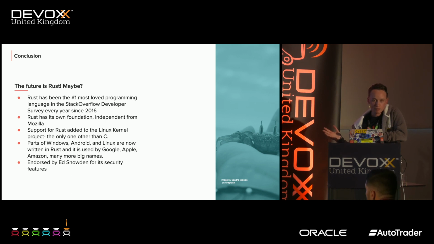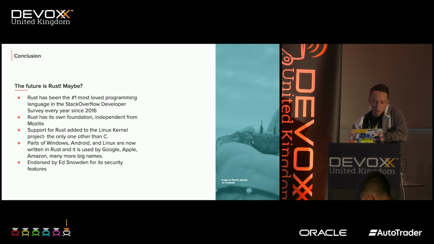So, sounds great. Maybe the future is Rust? Maybe? Who really knows? But Rust has been the number one most loved programming language on Stack Overflow every year since 2016, which is pretty awesome. It has its own foundation now, so it's independent from Mozilla. All sorts of different organizations that have an interest in driving Rust are represented in the foundation. It's all handled really, really transparently and openly. A lot of good folks are involved, and the future of Rust seems to be in really good hands.